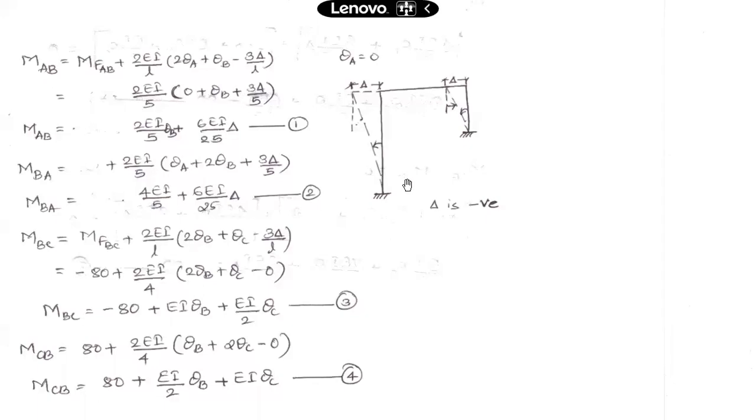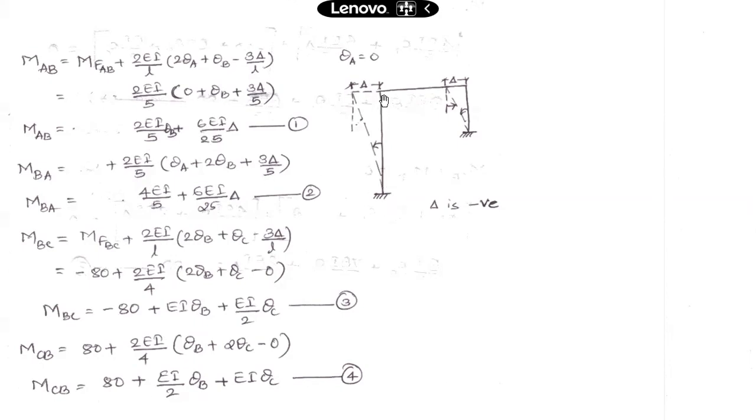So it all depends on the direction of rotation of your member about the joint. Here it is in anti-clockwise direction. In that case, delta is taken negative. So here minus delta has been used. Minus into minus, it is coming out to be plus 3 delta upon 5, or plus 6EI delta by 25. That's why this sign is changing in this case.